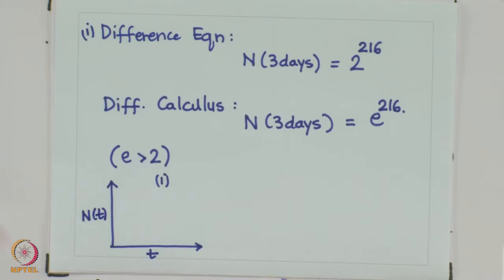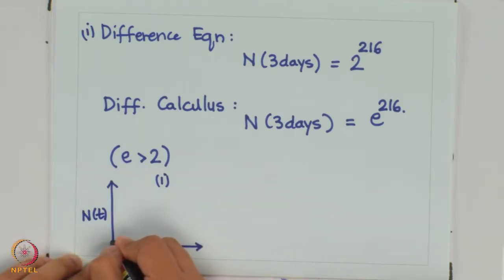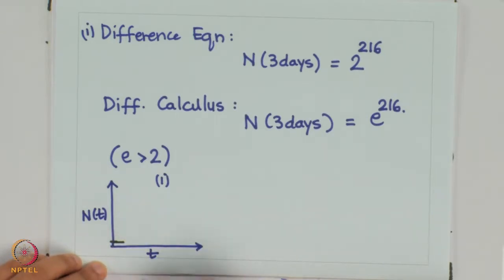What it's going to look like is that at t equal to 0, I start with 1 bacterium and it remains at 1 bacterium. At t equal to 20 minutes, division takes place and suddenly the number of bacteria goes up to 2.